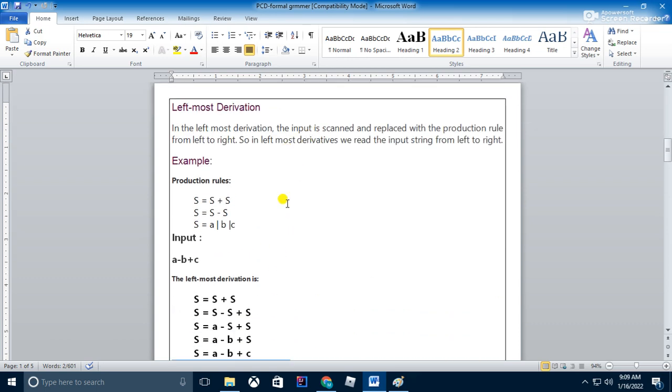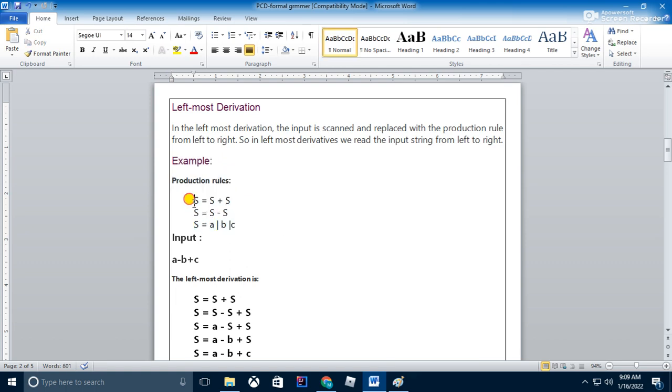In the leftmost order of derivation, we have already seen that in the previous video. In the leftmost order of derivation, the input is scanned and replaced with the production rules from left to right. So we read the input string from left to right. That particular order of derivation is called leftmost order of derivation. Now we have discussed the example also.